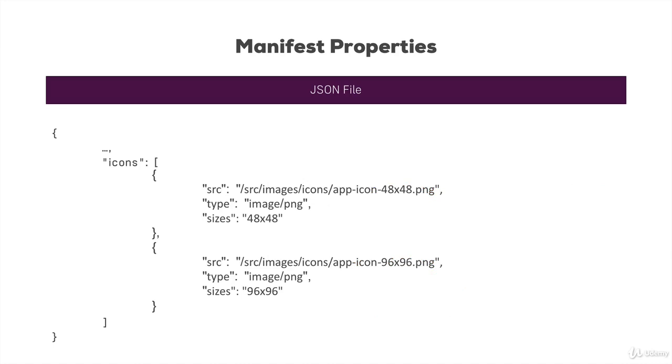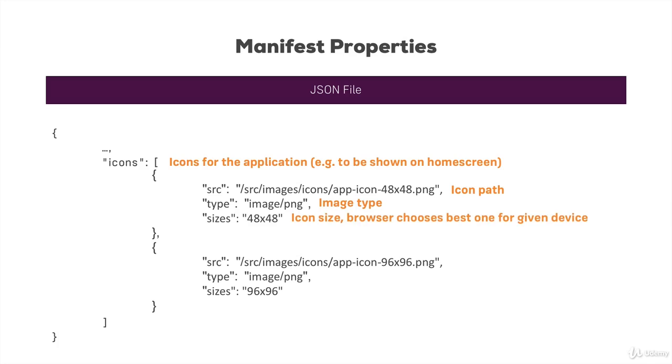Icons looks like that. It's an array of various JavaScript or JSON objects here. And each object specifies a source. This simply is a path to the icon in your web folder, so in the public folder in our course project. Then the type, here it's a PNG icon and we specify that MIME type here. And then the size of the icon. And you typically provide multiple icons, so always the same icon from what you see on, but different sizes. The browser then chooses the best icon with the best size for a given device.